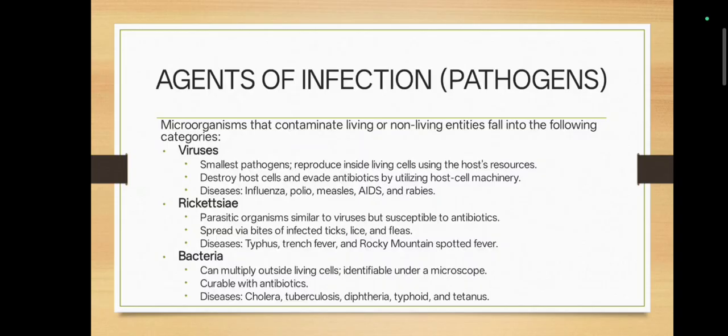Rickettsia resemble viruses but are susceptible to antibiotics. They spread through bites of infected ticks, lice, and fleas, causing diseases like typhus and trench fever. Bacteria can multiply outside living cells and are visible under a microscope. They cause diseases such as cholera, tuberculosis, diphtheria, typhoid, and tetanus.